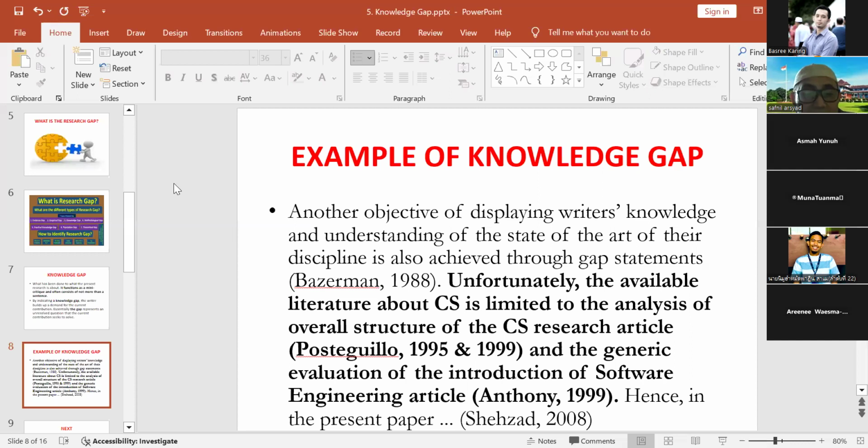Hence, in the present paper, based on this statement of research gap, the present article asks a different question. So research questions are based on the statement of research gap.